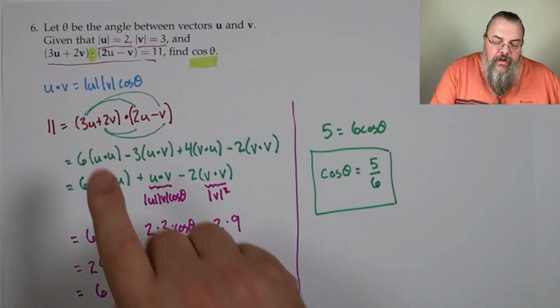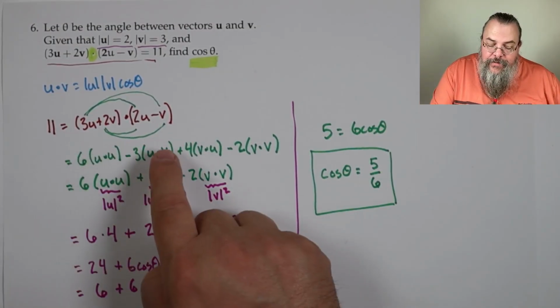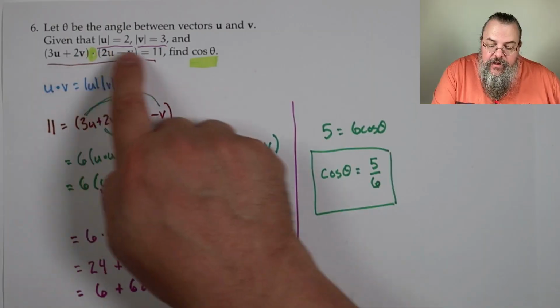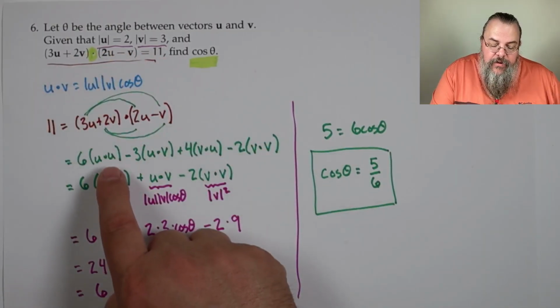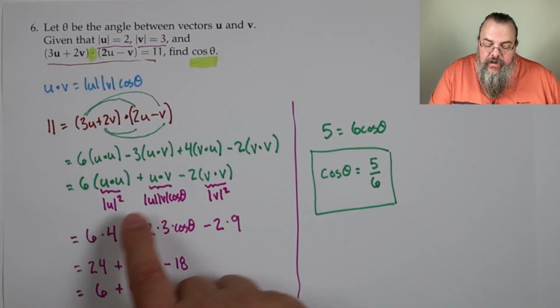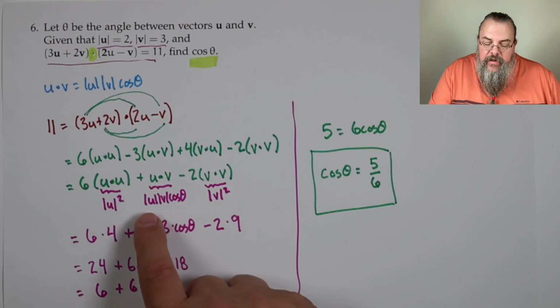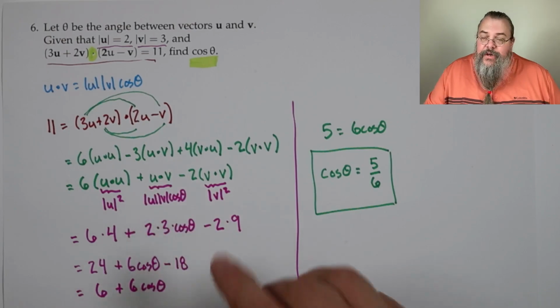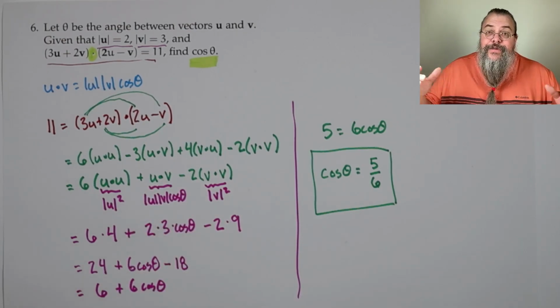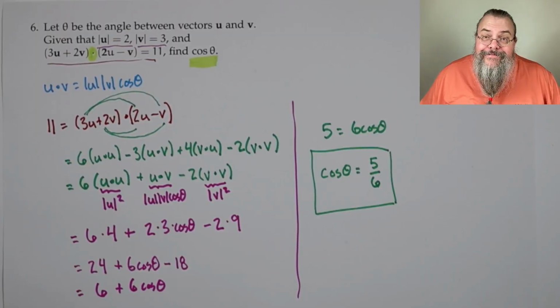It's just a matter of understanding that we can FOIL, and then using the information that a dot product with itself gives us magnitude squared, and a dot product is magnitude of u, magnitude of v, cosine theta. Put it in, work it out. Life is good. That's what it's about.